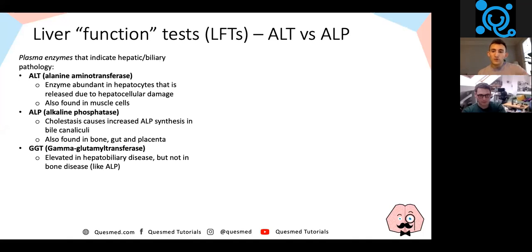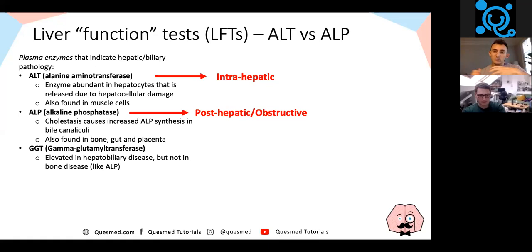Often the ALT and the ALP are elevated in most causes of liver disease, but one of them tends to predominate. So if the ALT predominates, it implies that there's a hepatic cause. So there's hepatocellular damage, which is causing the liver disease. Whereas if the ALP predominates, it usually implies there's a post-hepatic cause or an obstructive cause. So something in the biliary tree that's obstructing the flow of bilirubin out of the liver. This is a really important thing to remember when we're thinking about the ALT and the ALP.